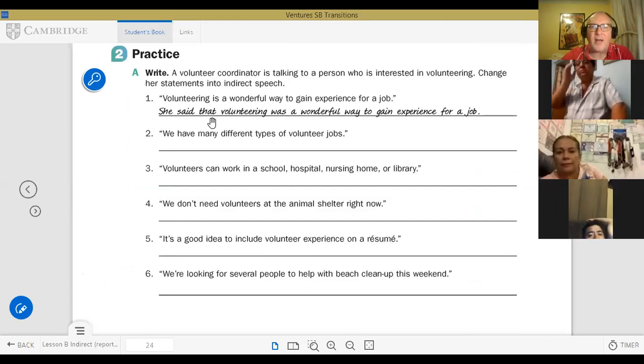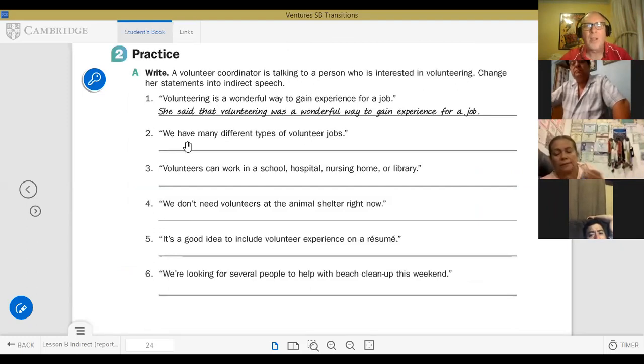She said that volunteering was a wonderful way to gain experience, right? I changed "is" to "was." Okay. All right, the next one says, "We have many different kinds of volunteer jobs." What could we say for that one?